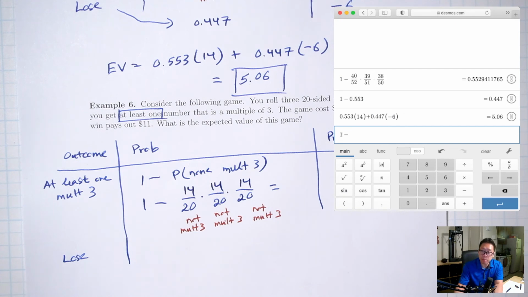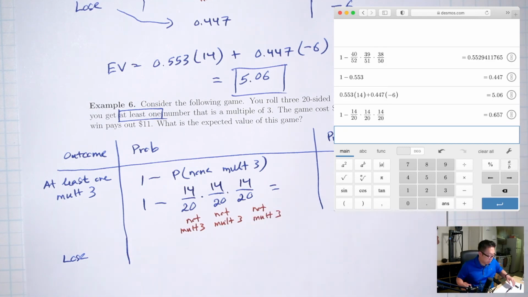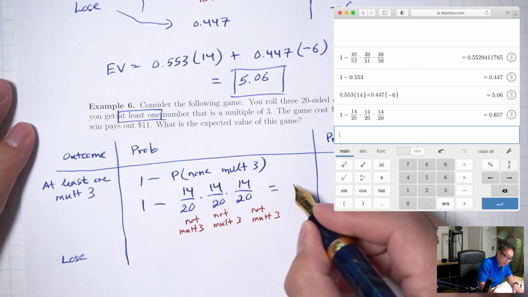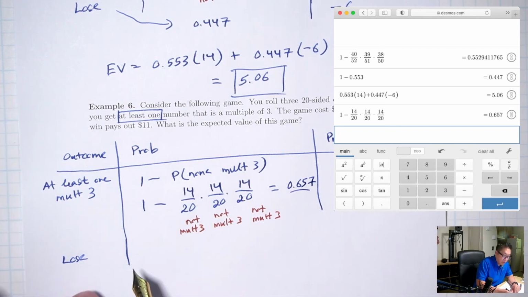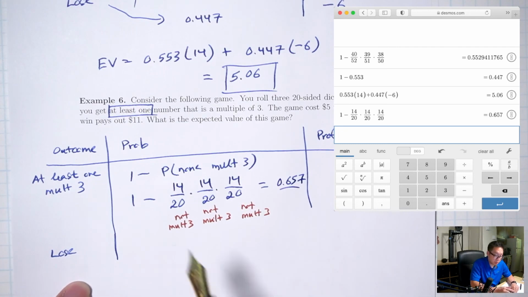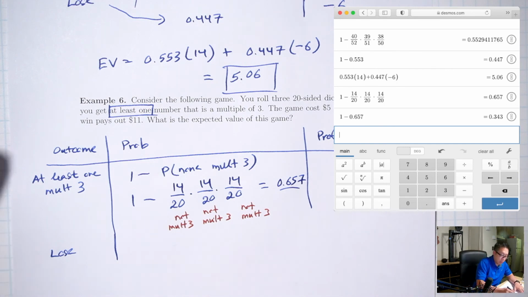So 1 minus the fraction 14 over 20 times the fraction 14 over 20 times another fraction 14 over 20. And this is 0.657. And then for lose, it's the missing number. Just do 1 minus 0.657, which is 0.343.